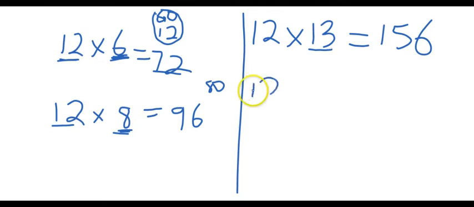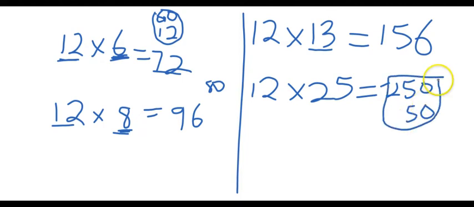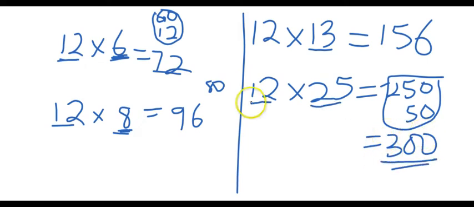So let's take 12 times, this time, let's say, 25. So again, I'll keep 250 in mind. Then at the same time, I'll double the 25 and get 50. So in my mind, I'm going to do 250 plus 50, and the answer is 300. And so 25 times 12 is 300. Isn't that beautiful?